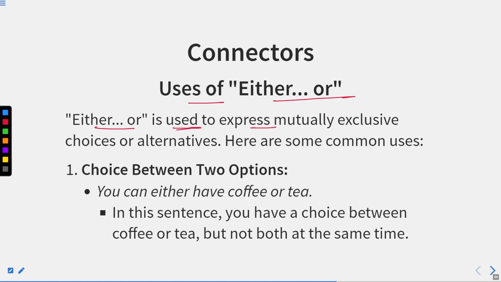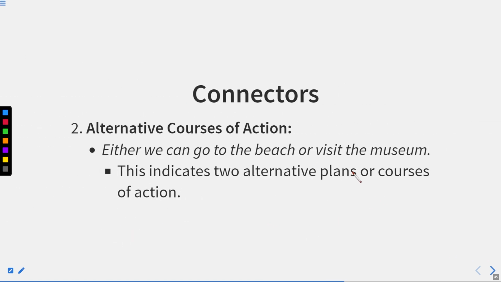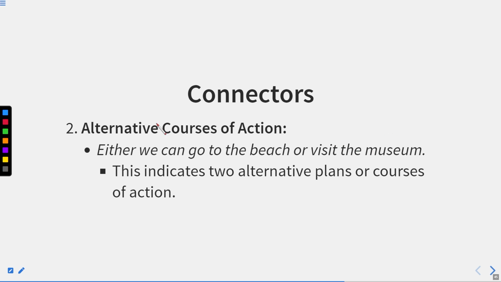Either or is used to express mutually exclusive choices or alternatives. Here are some common uses. First of all, choice between two options. You can either have coffee or tea. We can also write the sentence like, you can have either coffee or tea. Okay, in this sentence you have a choice between coffee or tea but not both at the same time. So out of the two you have to choose one only.